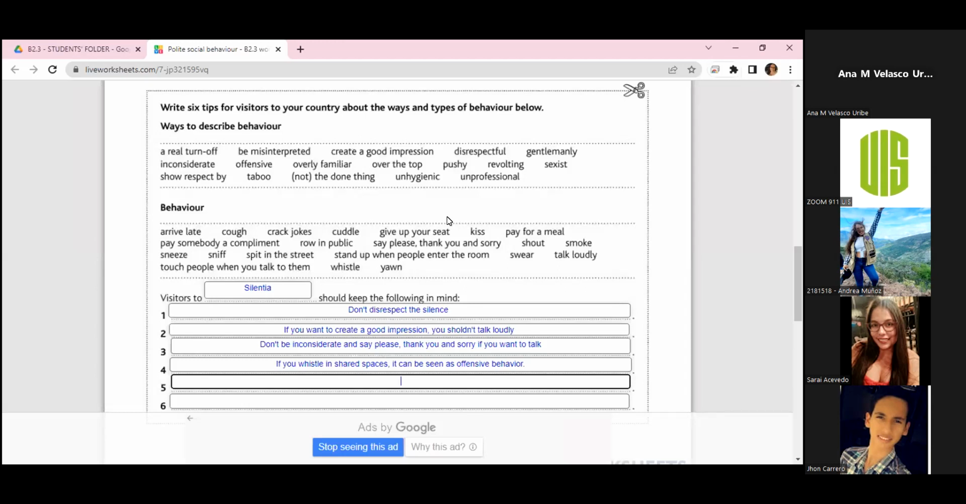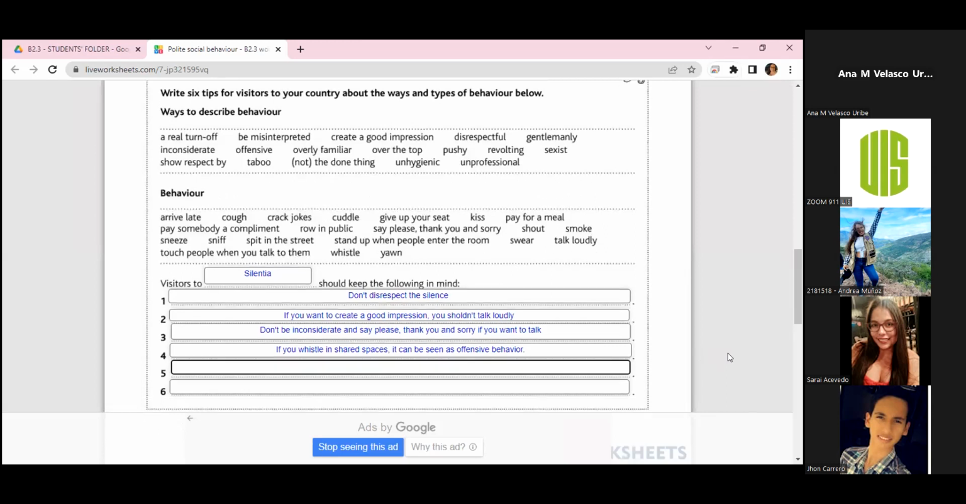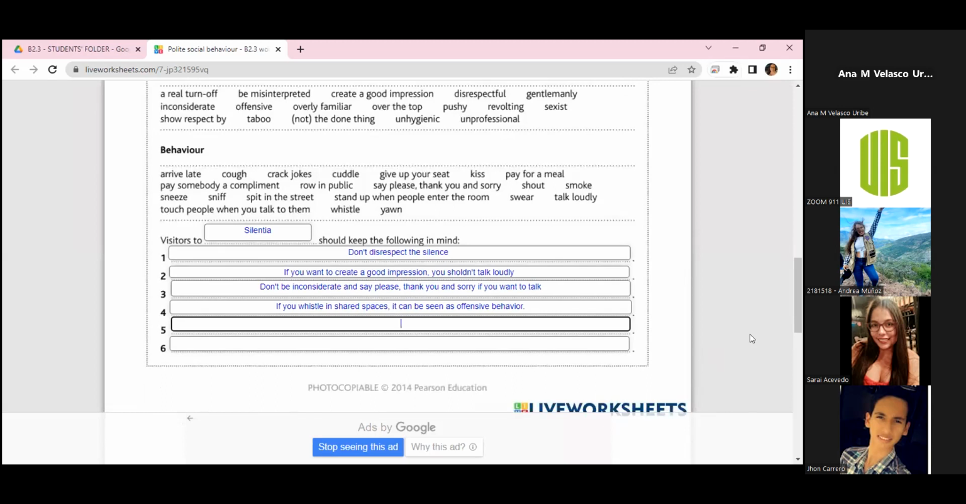Hello, teacher. Hello, guys. How are you doing here? We chose a country and we regret it. Why? Because it's so difficult. Why are you regretting your decision? We chose Silencia, and we think that most of the vocabulary is for the other countries. So Silencia is a very difficult country to describe. Maybe for example, row in public. Do you know what row in public is? Row in public is like having an argument. It's like a scene, una pelea, that is a row in public.